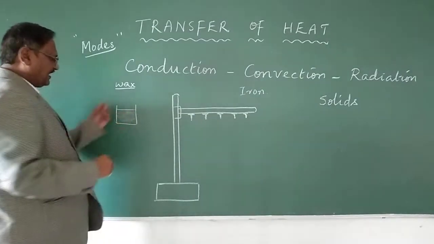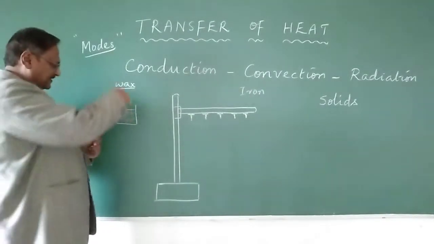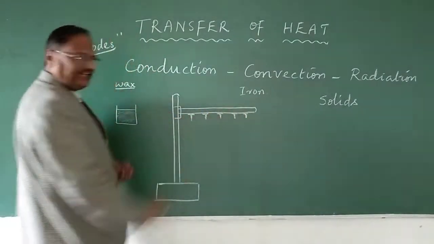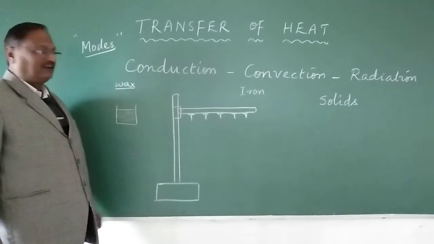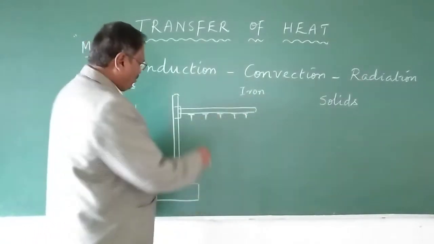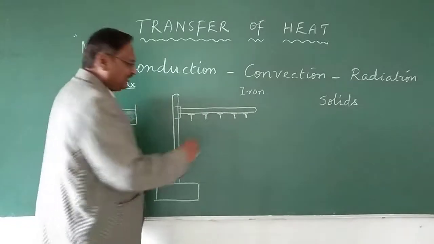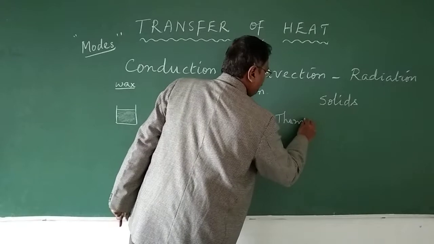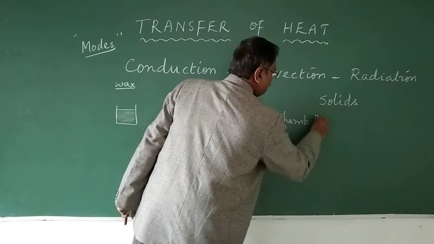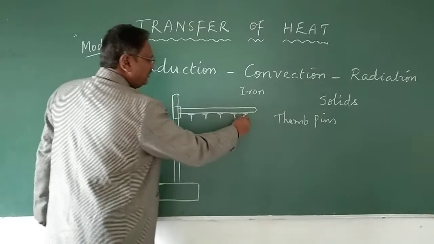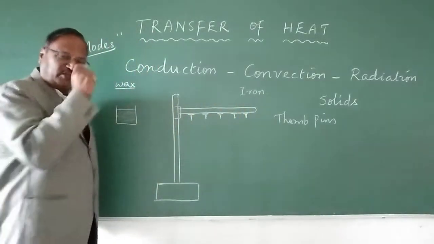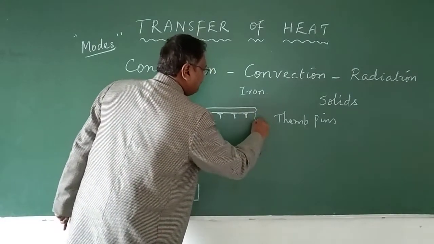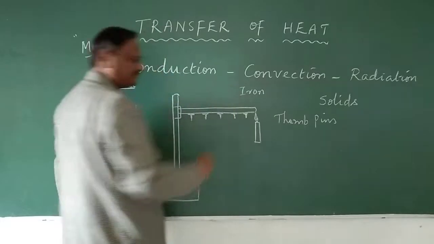Take that wax, melt it a little, dip it and fix it here, fix it here, fix it here, at equal distances. See, there is an iron rod, and I have fixed the thumb pins, okay? And after fixing it, I am going to take a candle and heat it here.